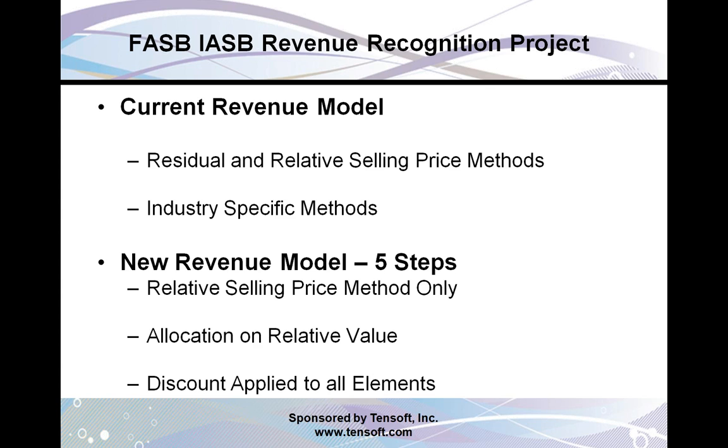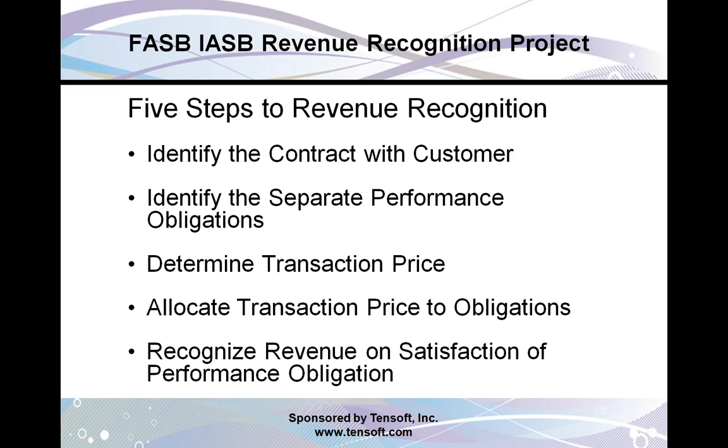In the new model, as we said, all companies will follow this except those 3 that got excluded from the scope of this, and the relative selling price method will be the only method used, the relative value method, I think it's called. There'll be allocation based on the relative value, and as the relative selling price method implies, the discount's going to go to all elements within a transaction. Let's look at the 5 steps to revenue recognition that the new exposure draft is introducing.